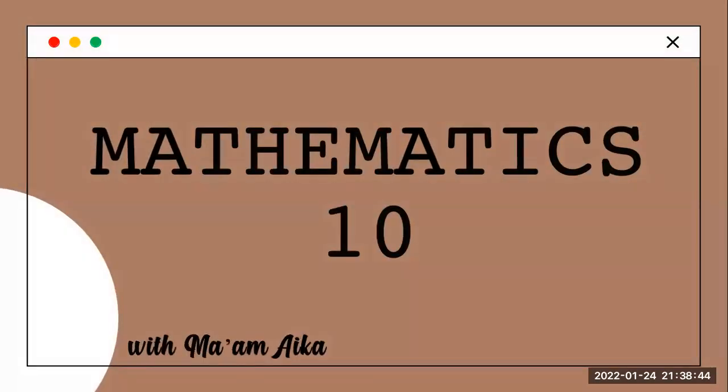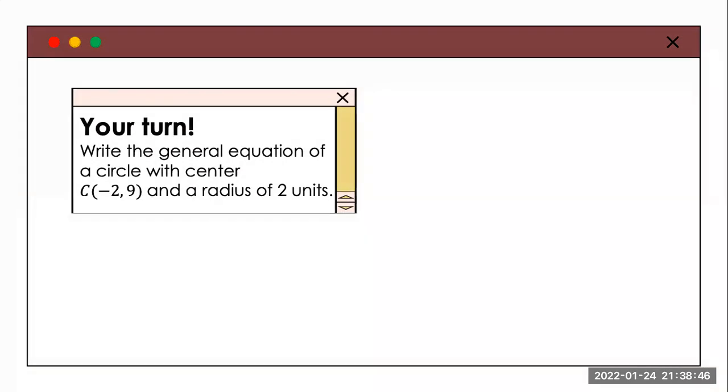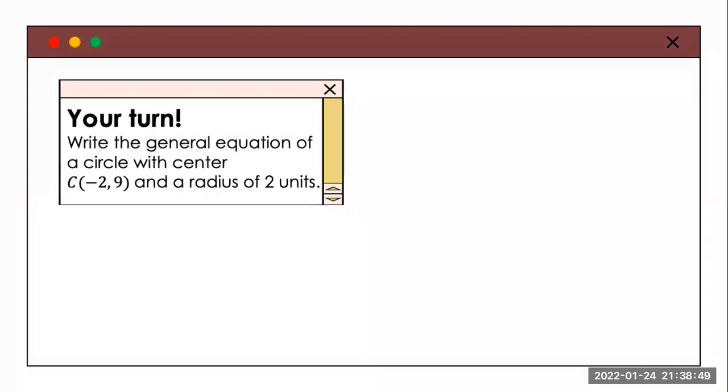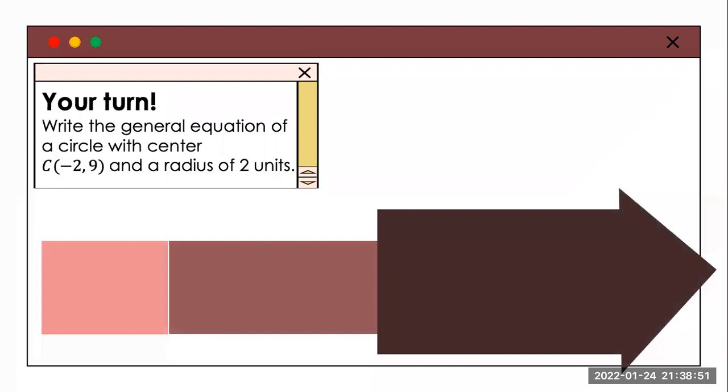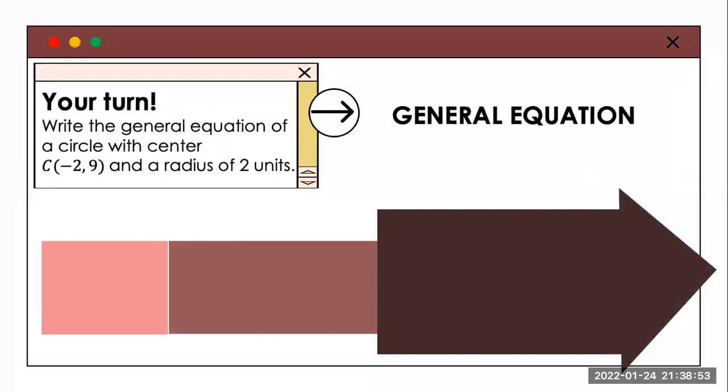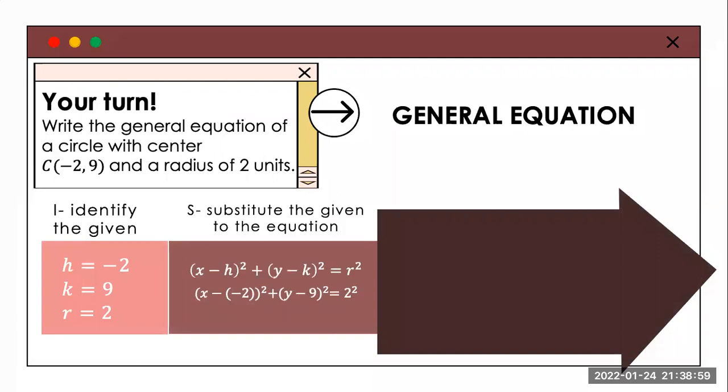Okay. So, this problem, solution. So, let's start with the expansion first. Given, negative 2, 9, 2. Substitute, then you'll have here this. X minus negative 2. Huwag kalimutan yun ha. Plus Y minus 9, then square, and then 2 squared.